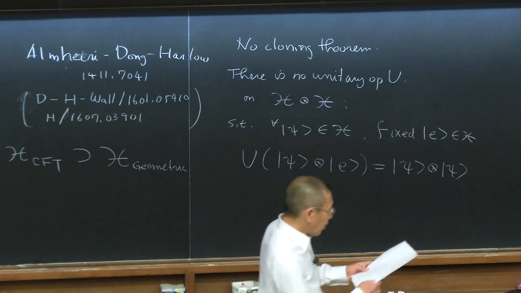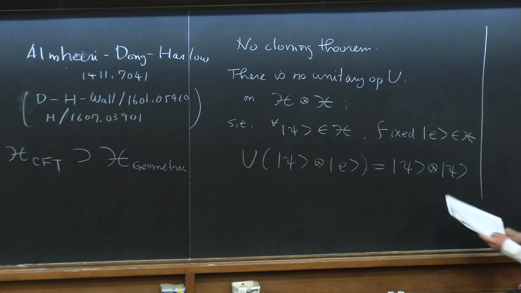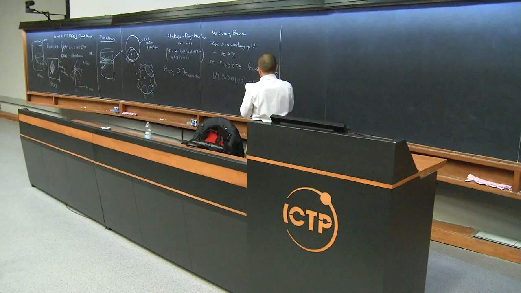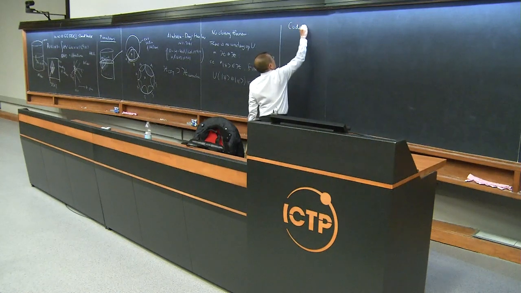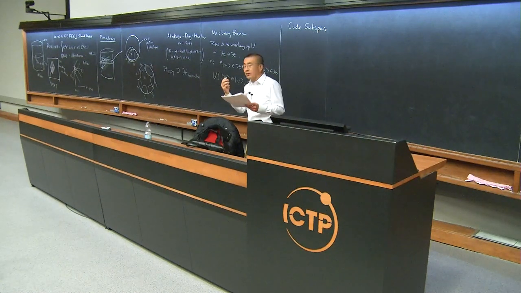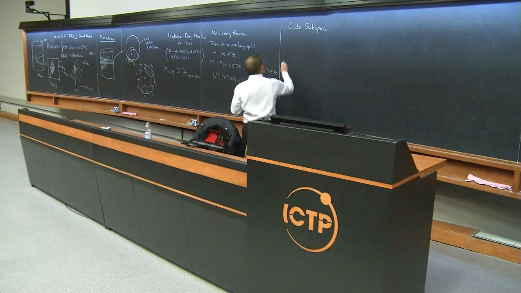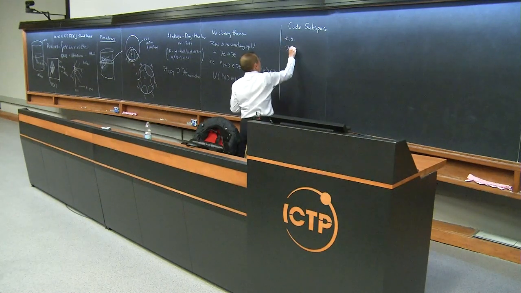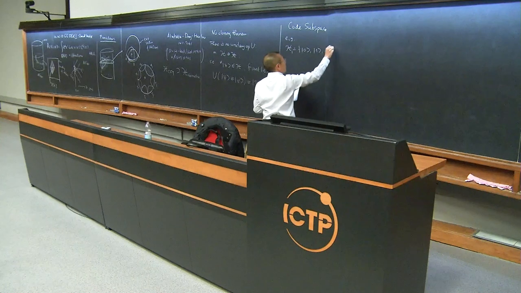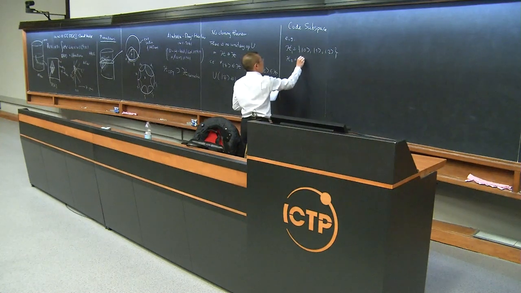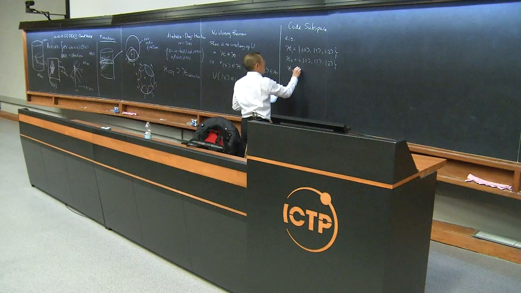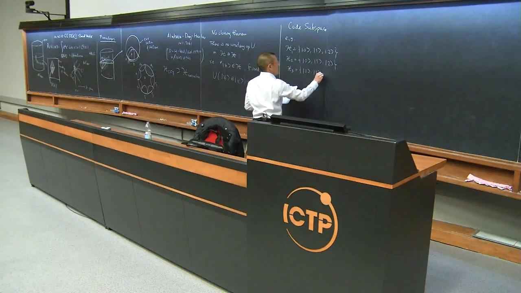So what can you do? The idea is that you cannot do this, but you can do something very similar to that. That is the idea of a code subspace. Let me explain the notion with an example. Previously we considered a two-state system, but let's consider a three-state system. H1 is a space of three states, 0, 1, 2. H2 is again three states, and H3 is like that. So you have three copies of the Hilbert space.